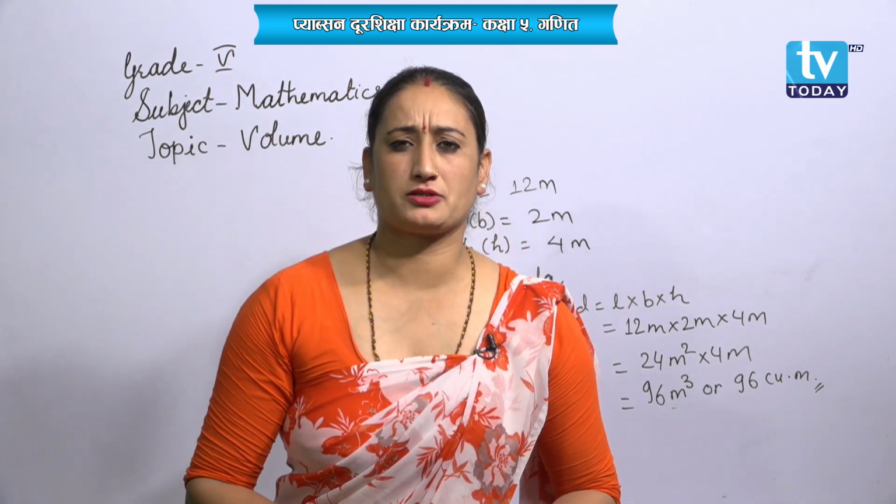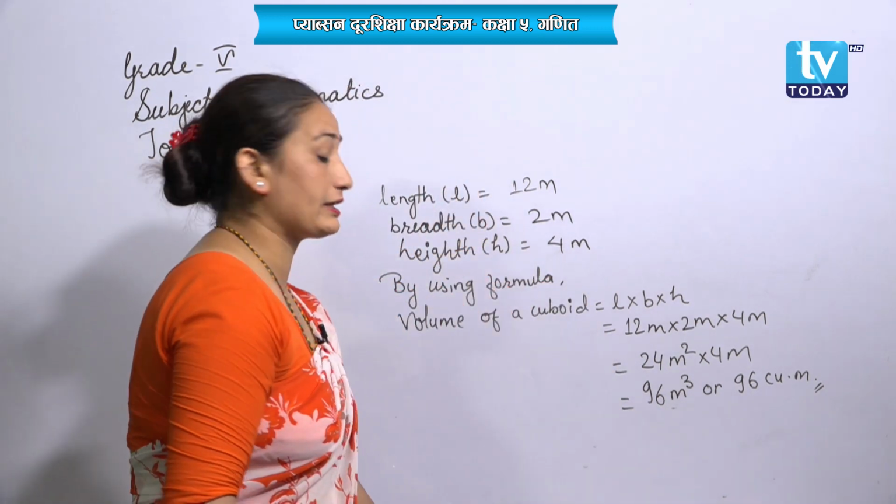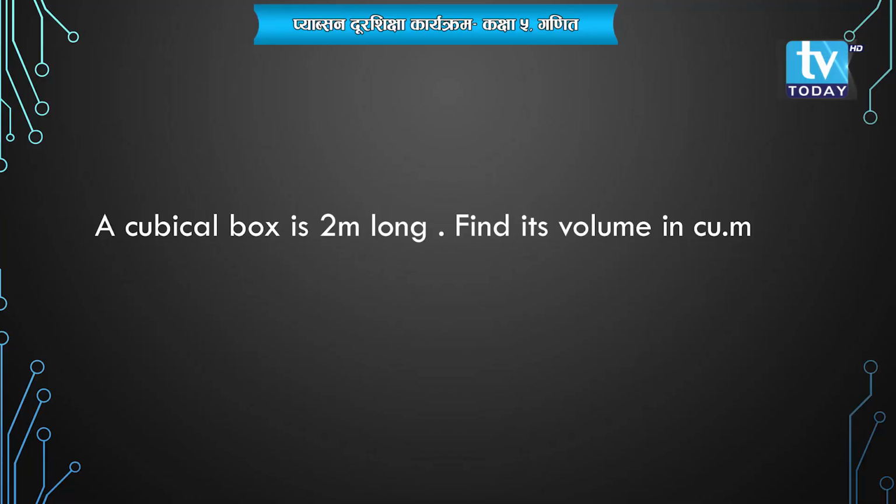In word problem also, some type of questions will be given. Okay, what type of question will be given? Let's have a look. A cubical box is 2 meter long. Cubical box means just like our dice. Okay, cubical box. That means all the sides are square in shape. So, it's given 2 meter long. Now, you have to find its volume in cubic meter.